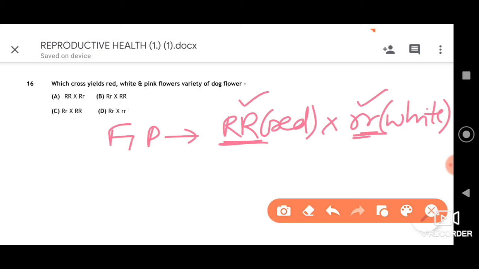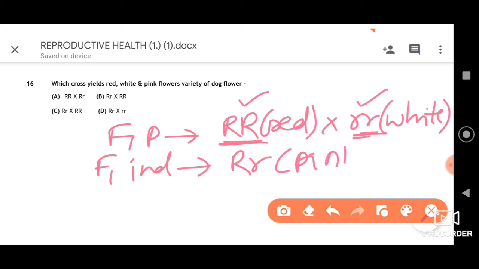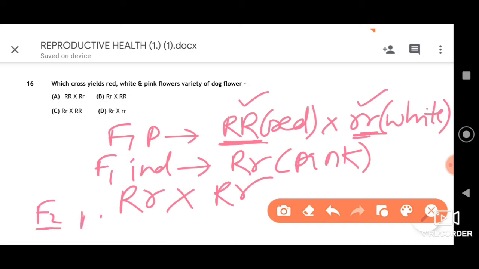Now the F1 individual here would be what? Here, gametes after production, the F1 individual would be capital R, small r, that is nothing but pink in color. When we self this capital R, small r into capital R, small r, in the F2 generation we are going to get a 1:2:1 ratio for both phenotypic as well as genotypic characters. That means one will be red, two will be pink, and one will be white.